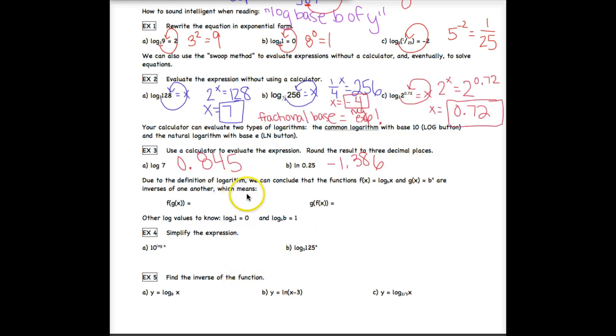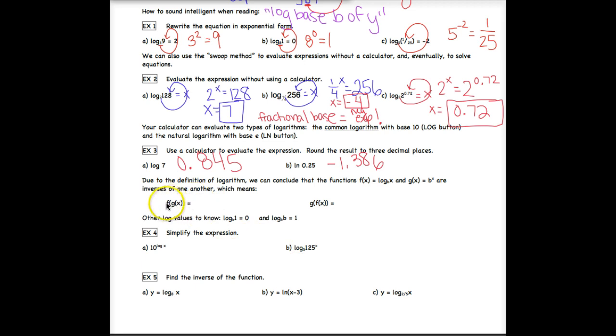Now, due to the definition of logarithm, because a logarithm is the inverse of an exponential, we can conclude that these two are inverses of one another. So, because they are inverses of one another, you should know that their compositions should equal something. We've studied what inverse functions do before.